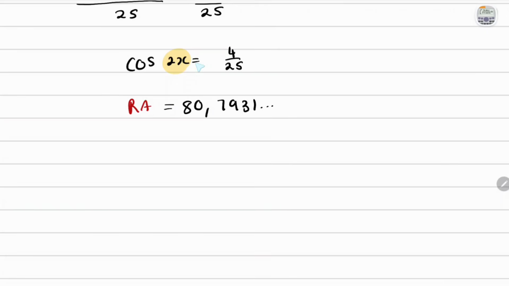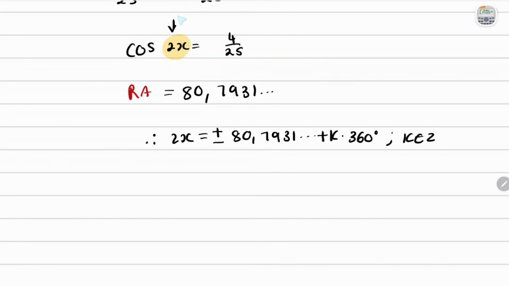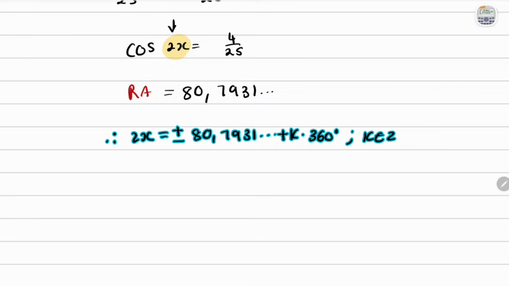Then to solve for this, I know that my solution for the reference angle, which is 2x, I'll just say that 2x is equal to, and actually let me just put it here in the middle first. So I'm saying 2x is finally going to be equal to positive or negative of whatever my reference angle is, which is 80.7931, and it keeps going. Then I have to add plus k of the amount of degrees that it takes for a cos function to repeat itself, which is 360 degrees. Then I can go ahead and say where k is an element of integers. And now we can go into solving for the general solution.